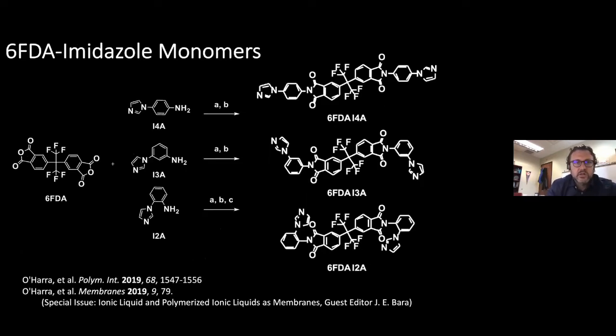So after we did the PMDA materials, Katie started making these 6-FDA materials. 6-FDA is another commercial dianhydride that's received attention in the gas separations literature because it's a non-planar bent structure. It's quite bent. So we combine the 6-FDA with different imidazole anilines. We call them I4A, I3A, I2A: para, meta, ortho. We can make these different monomers that differ only in the position of the imidazole relative to the imide.